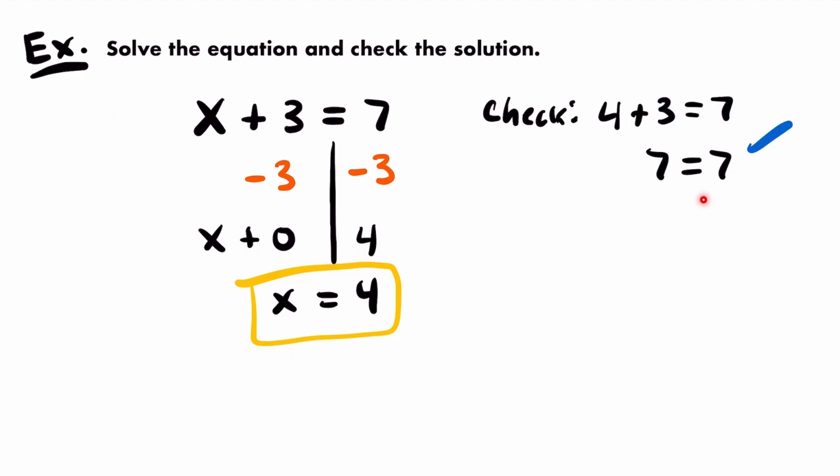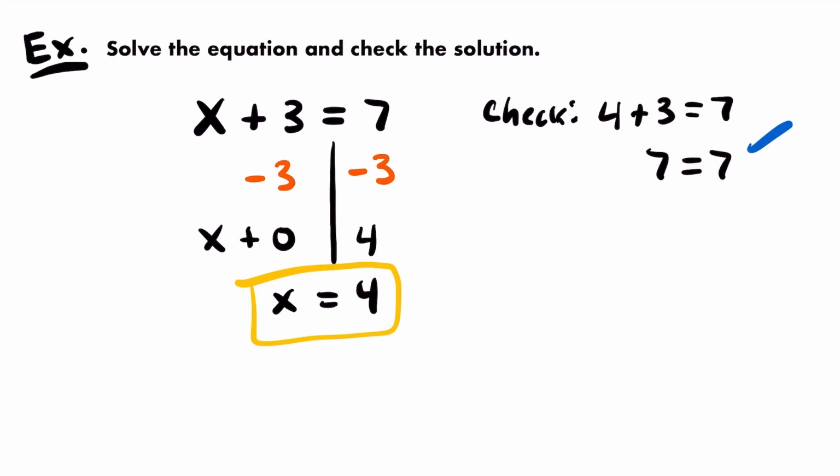Okay, if we got a false statement, if it said something like 6 equals 7 or 8 equals 7, anything that's not 7 equals 7, then you know that what you found is not a solution and you probably made a mistake somewhere and you need to fix it. It's possible you made a mistake when checking your work, so be sure to do that right. But assuming you did that check work right and you get an untrue statement or a false statement, you want to go back and check how you solved the equation because you made a mistake somewhere as your solution would not be correct. Okay, but in this case, we did get a true statement when checking our work, so 4 is a solution to this equation.